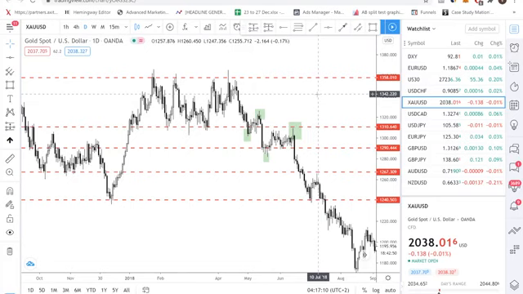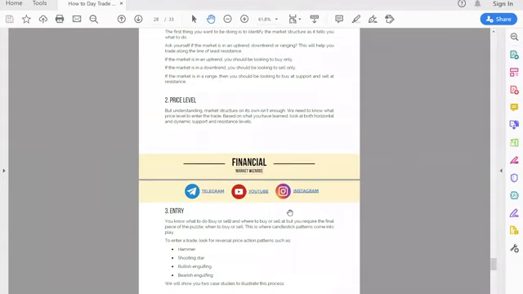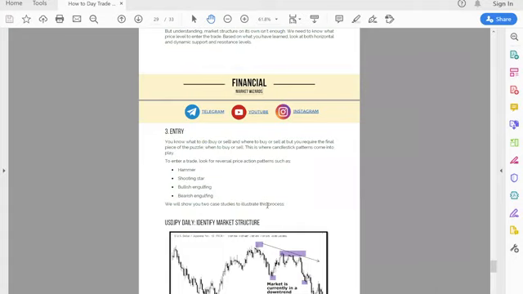So let's return back to our PDF. Price level is done. That's how you draw your price level. Now let's talk about entry. What we are looking for is a confirmation that your support or resistance level is going to hold. So what do I mean by confirmation?